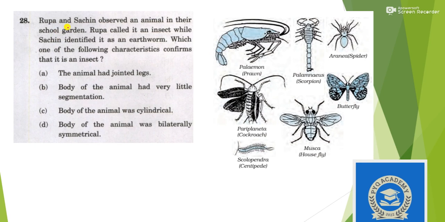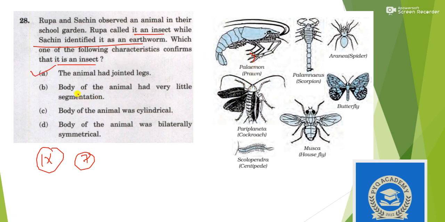Rupa and Sachin observed an animal in their school garden. Rupa called it an insect, while Sachin identified it as an earthworm. Which of the following characteristics confirm it is an insect? Okay, this is a question directly from class 9, chapter 7. I think the most important feature of an insect is its jointed legs. So the answer is option A.